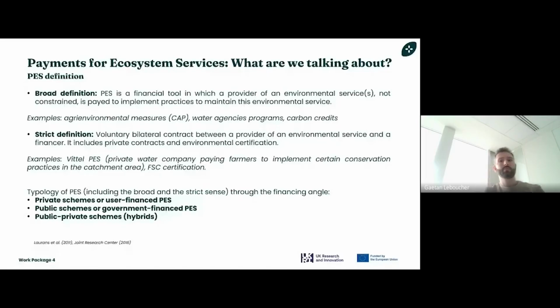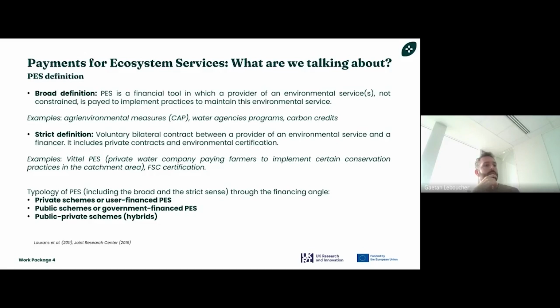And the strict sense would be the fact that it is a voluntary bilateral contract between the provider and the financer. So this means that both the financer and the provider have a benefit, and that the financer is directly the beneficiary of the service. So this will include private contracts, but also environmental certification. For example, the PES of Vittel, which is a private water company, is paying farmers to implement some practices that will allow to provide the hydrological service in the catchment area.